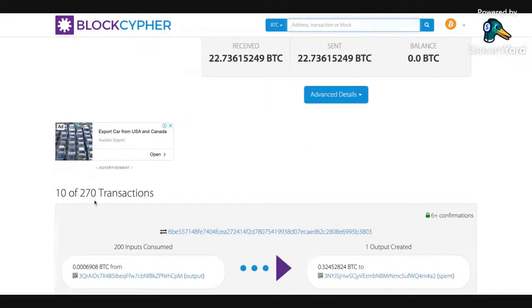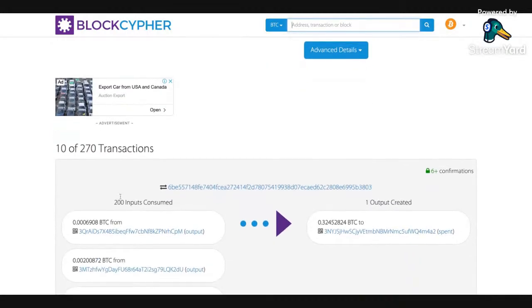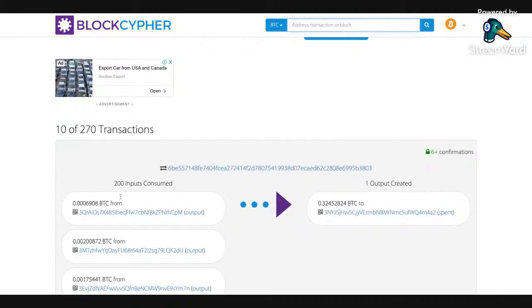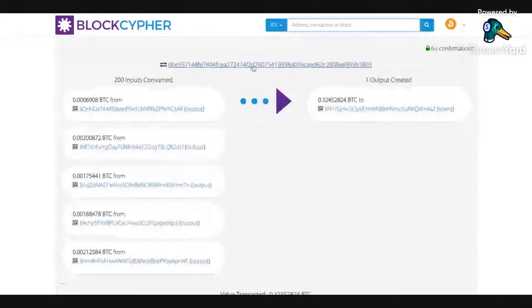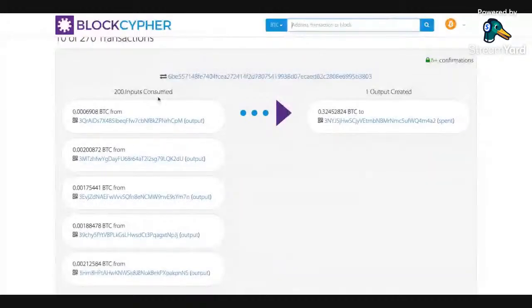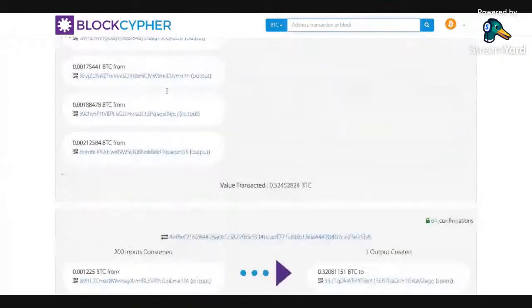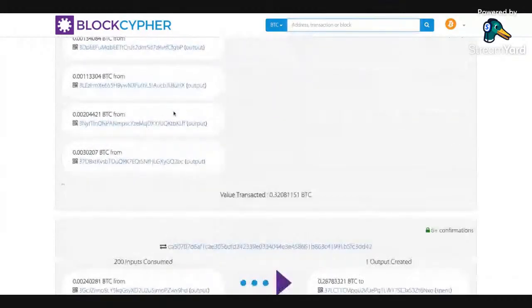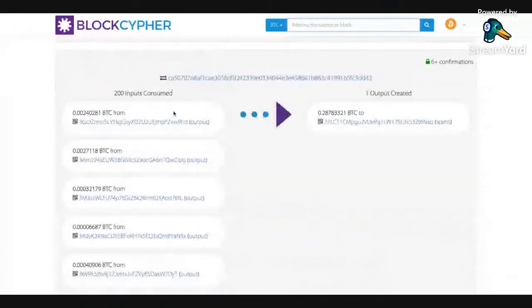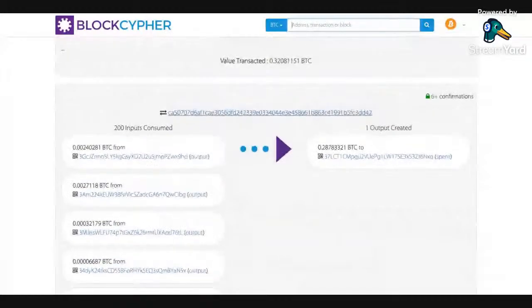And it tells you that this is 10 out of 270 transactions. As was told to you on the previous site, we have received 270 transactions, and this page contains 10 of them. And this is the same exact transaction hash that contains the 200 inputs. You can just see the transparency. This is another transaction, 200 inputs. That is 200 transactions are being done per block.